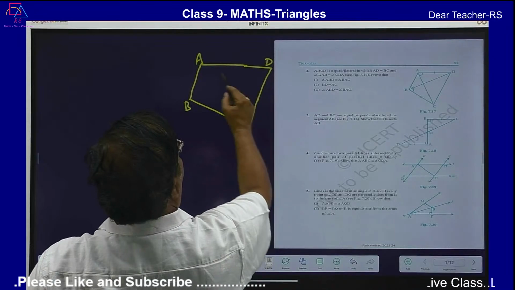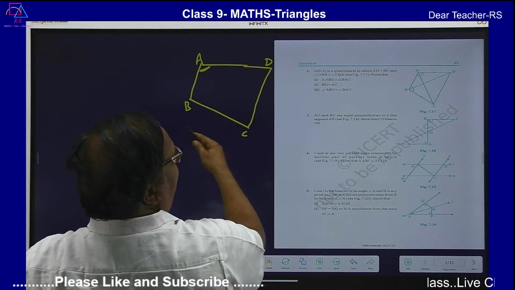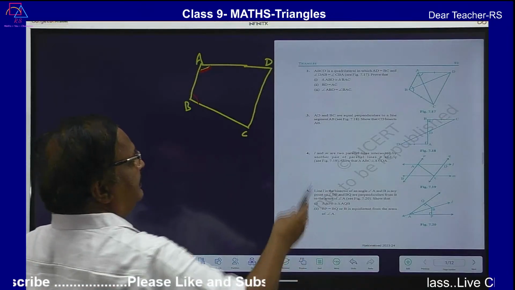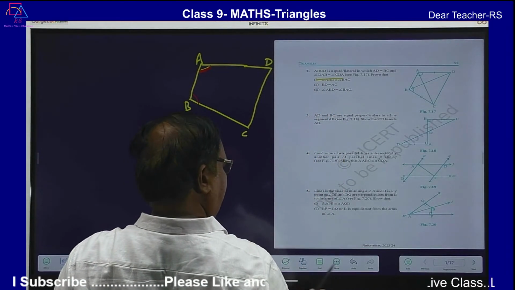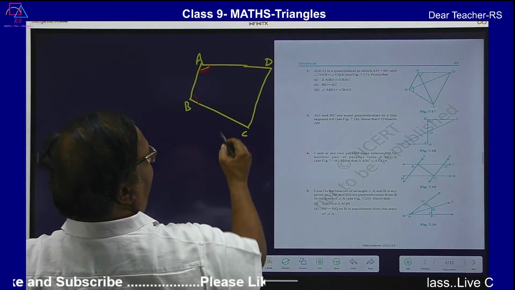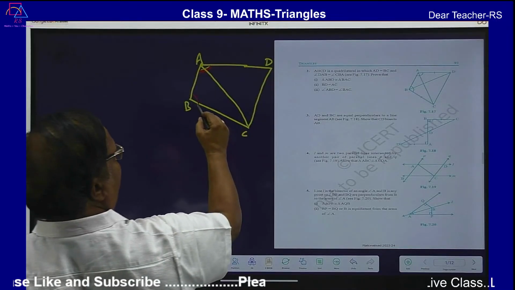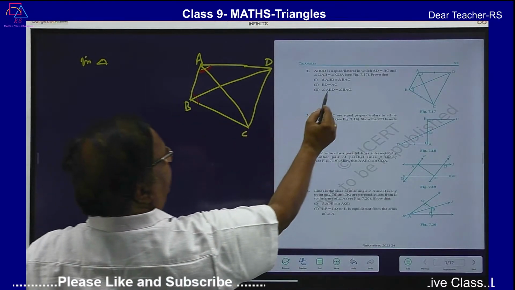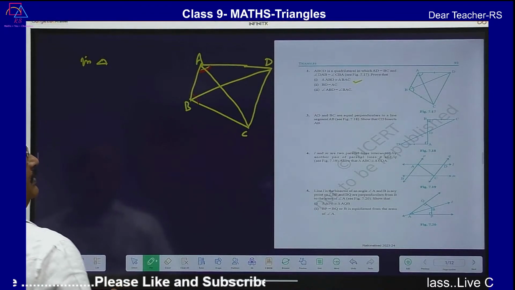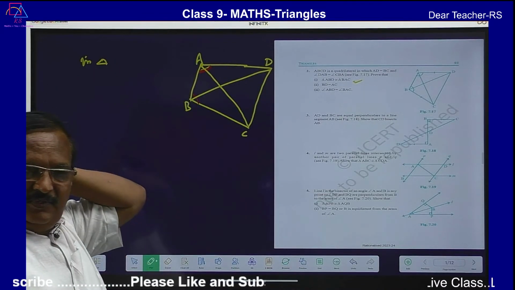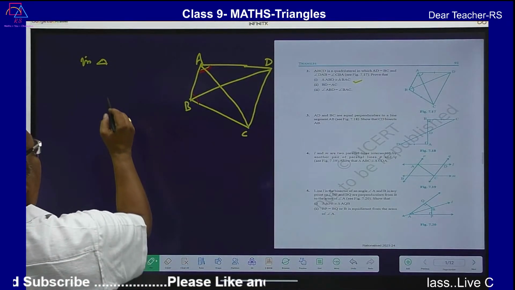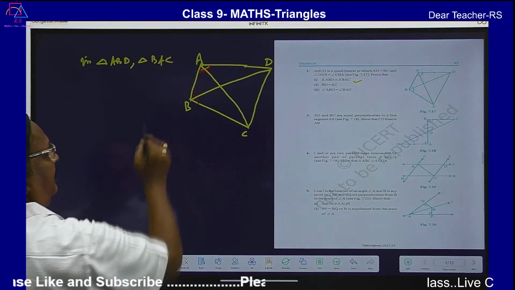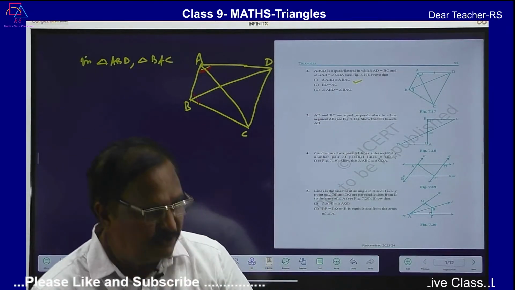So then angle DAB is equal to angle CBA, these two angles are equal. It is given. Okay, so then prove that, let us draw these two diagonals also. Prove that triangle ABD is equal to triangle BAC. I am not copying here what is given. In triangle ABD and triangle BAC, we have to prove that these two are congruent.